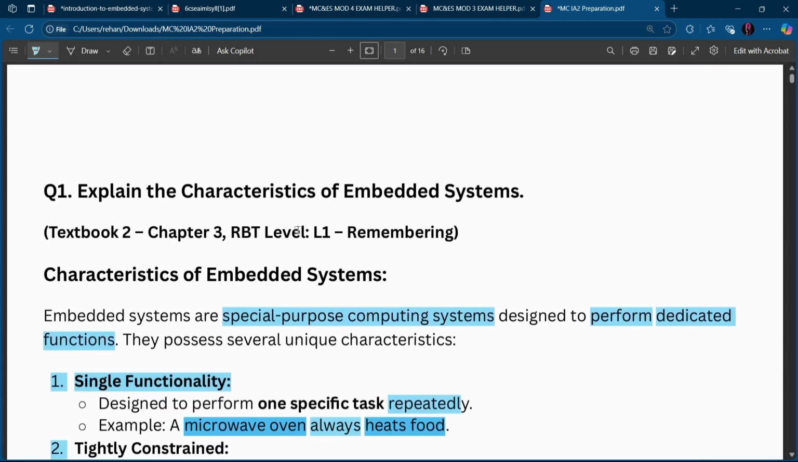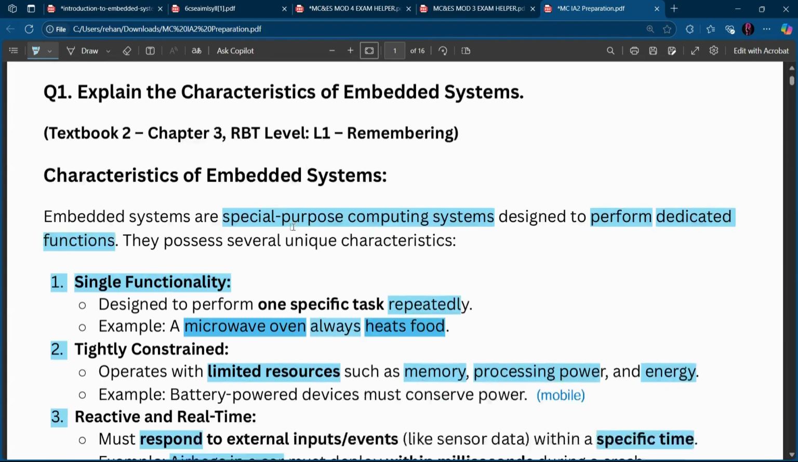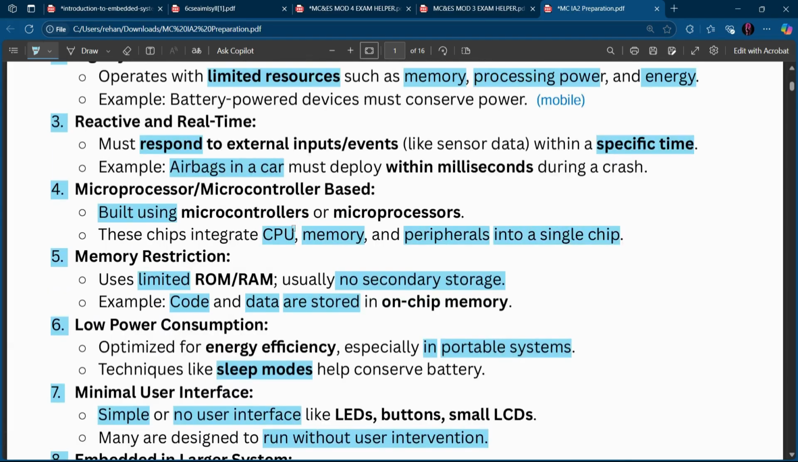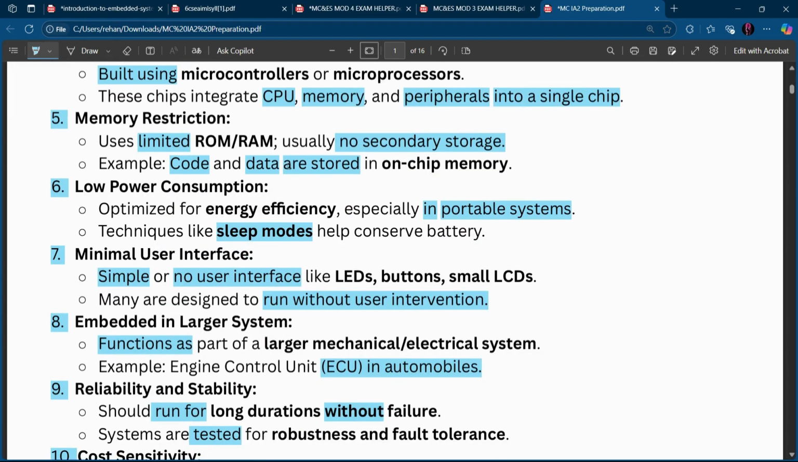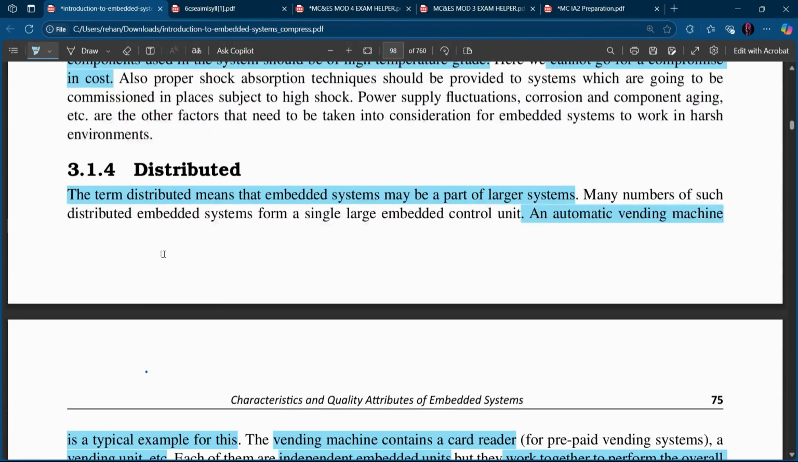See, AI generated answers will be like this, they'll give 8, 9, 10 applications, but this is just for our own understanding because we have examples over here, like code and data stored in one chip. Anyways, we don't want these things. We will move to the next application, that is distributed.